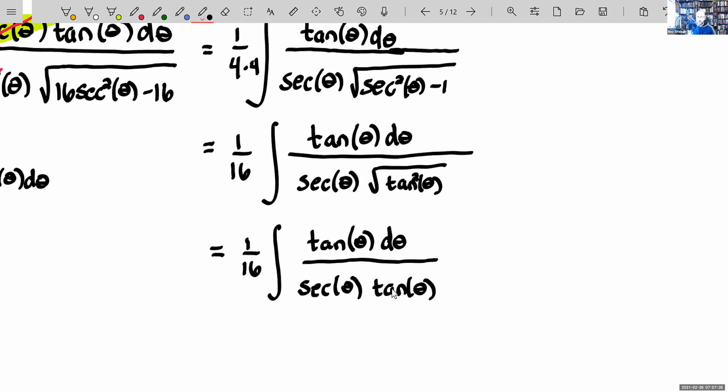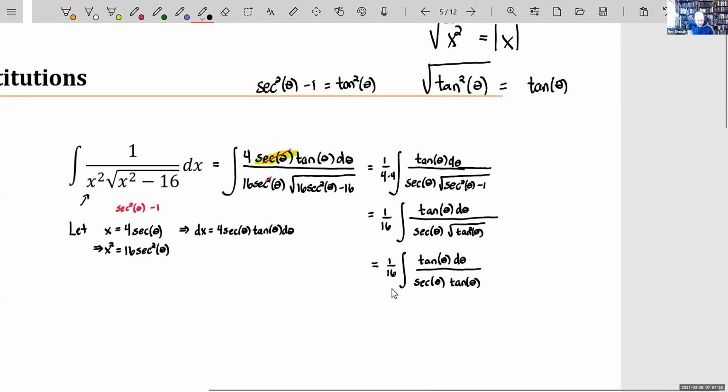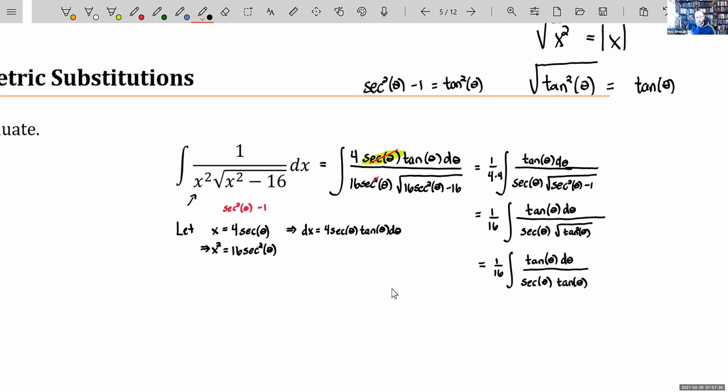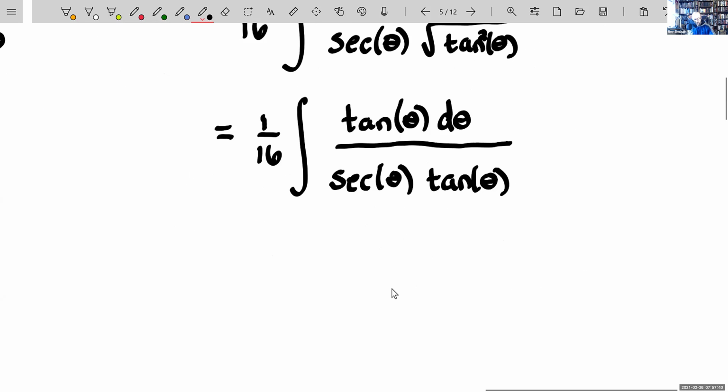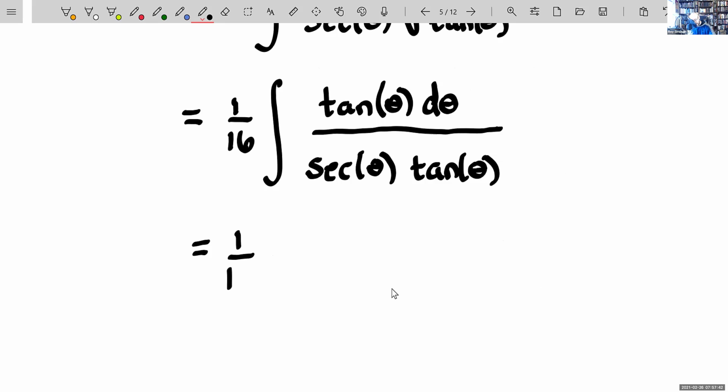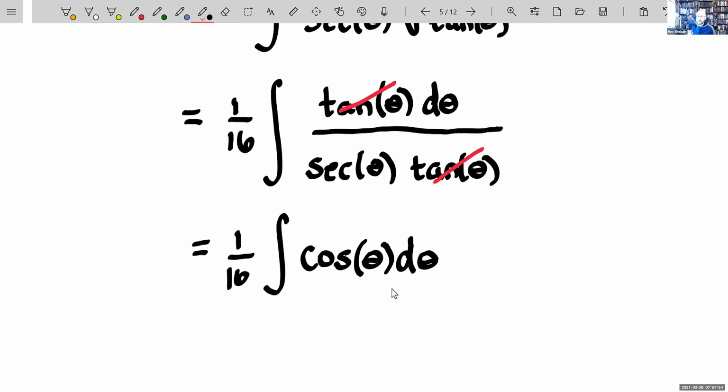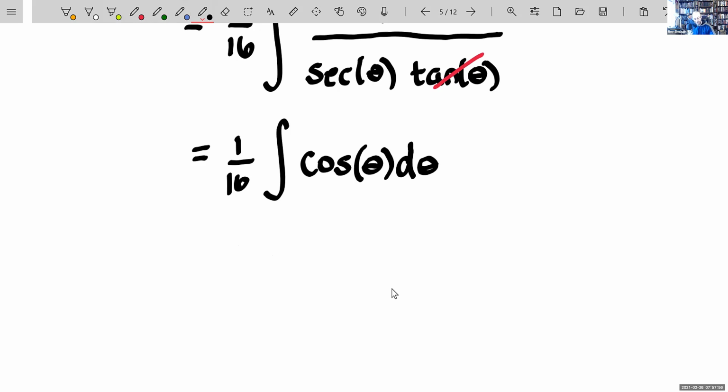So in this case, you can see that our original integral, 1 over x squared root x squared minus 16, through a substitution, simplifies all the way down to 1/16. The tangents cancel, and 1 over secant is the cosine. Sorry, don't listen to me today. 1 over secant is the cosine. And I know the antiderivative of the cosine is the sine.